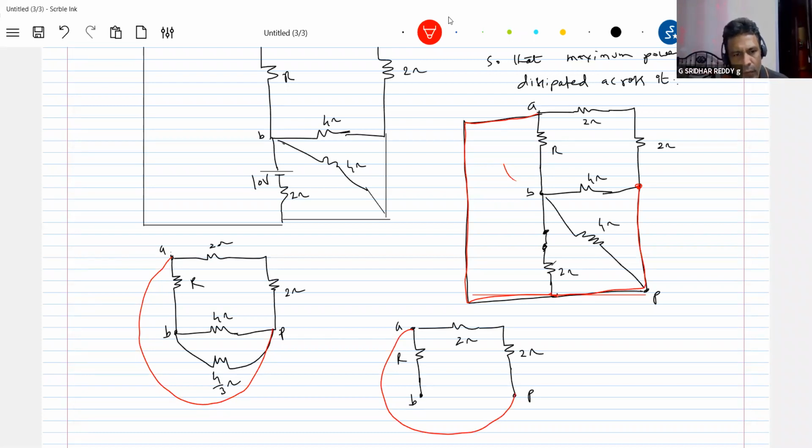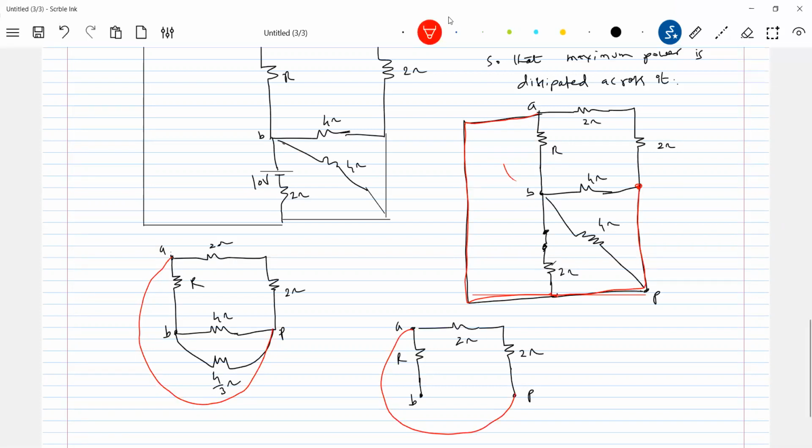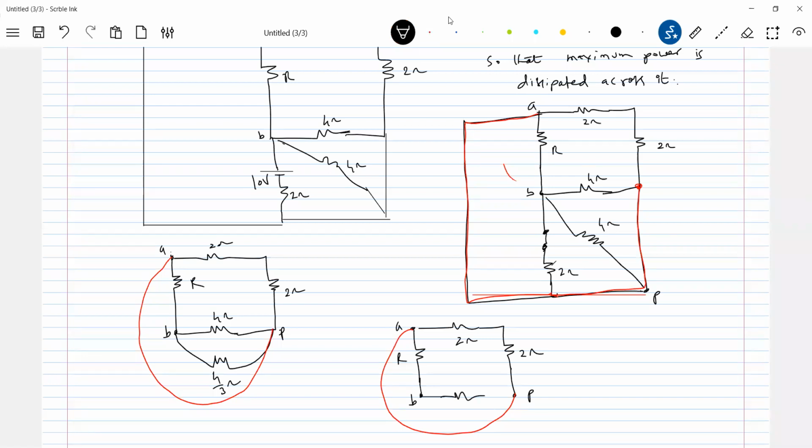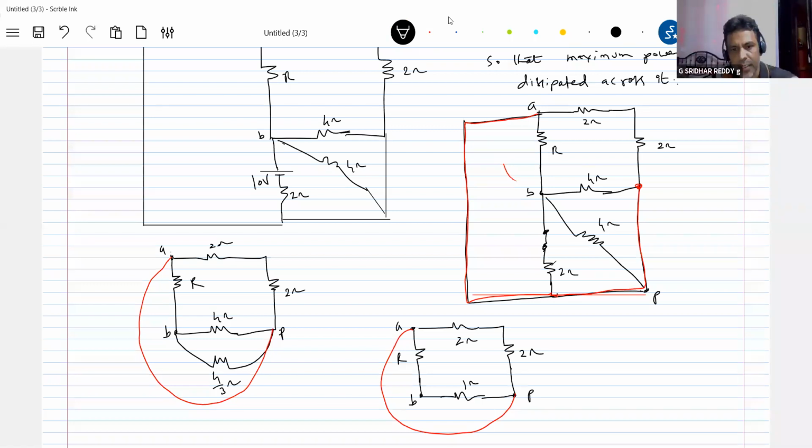Now 4 ohm and 4 by 3 ohm. The effective resistance of this? How much? 1. Okay, this will be 1 ohm. And next, for this, we wanted RAB. There's nothing but one wire there. So now A and P are at the same potential, because they're connected by a wire.